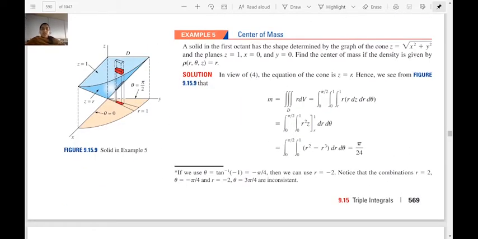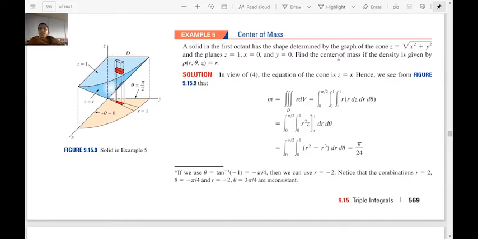So we shall discuss example 5. The example is as follows. A solid in the first octant has a shape determined by the graph of the cone z equal to root of x square plus y square and the planes z equal to 1, x equal to 0, y equal to 0. So you can see figure 9.15.9. We have the shape of a cone, okay, and we have to consider only the first octant, that is what is asked, and we have the plane z equal to 1 and x equal to 0, y equal to 0.